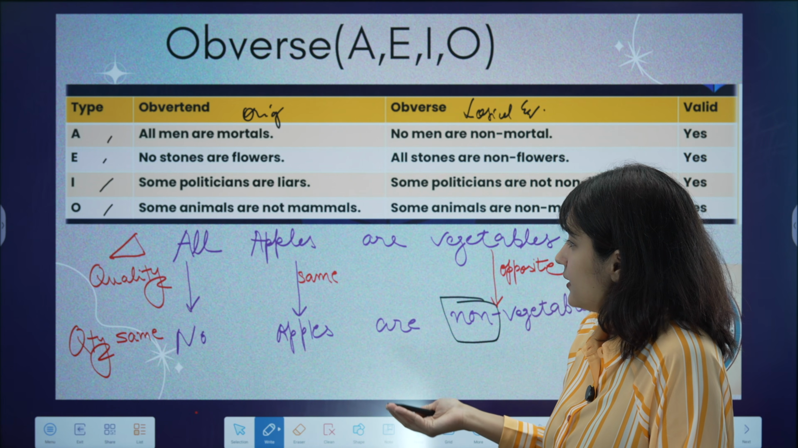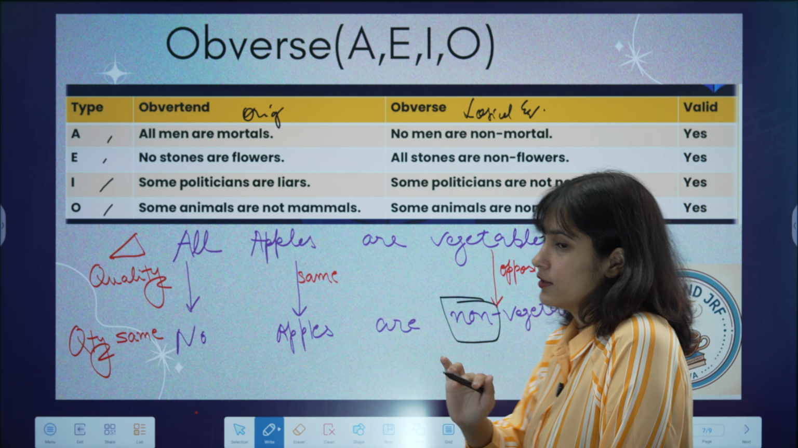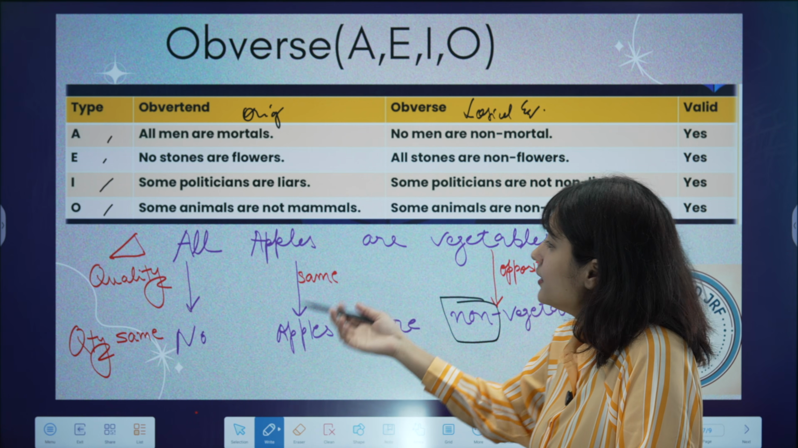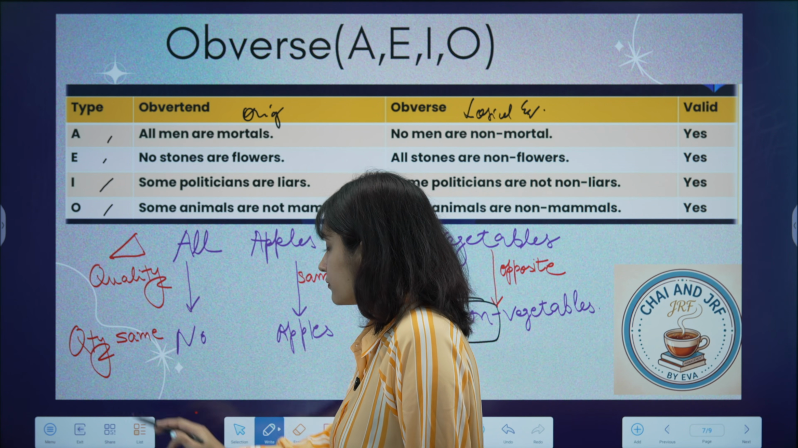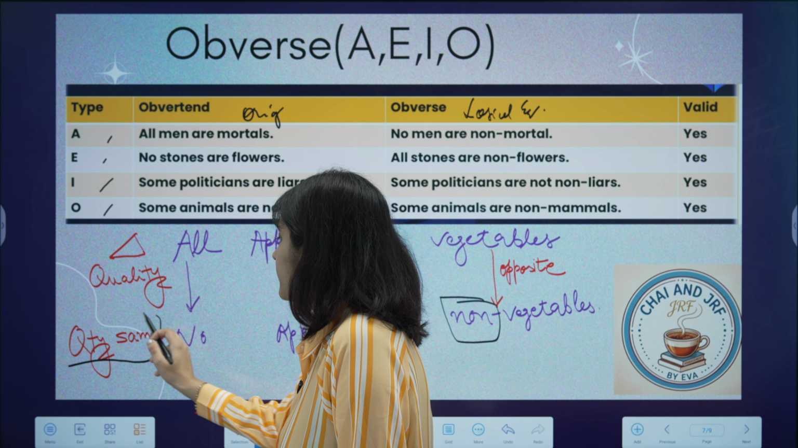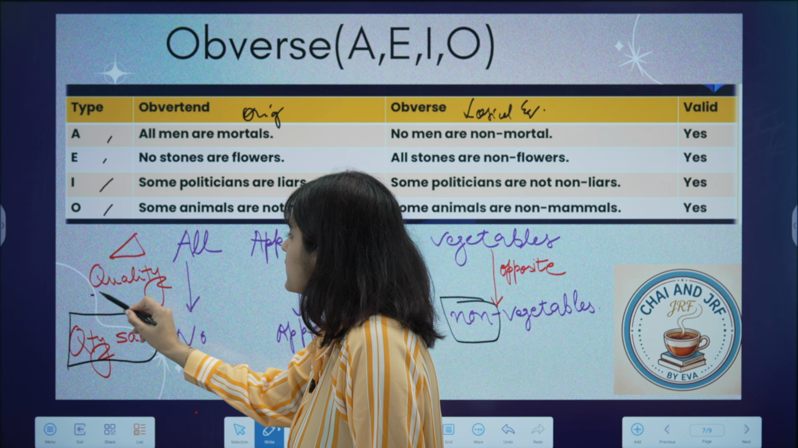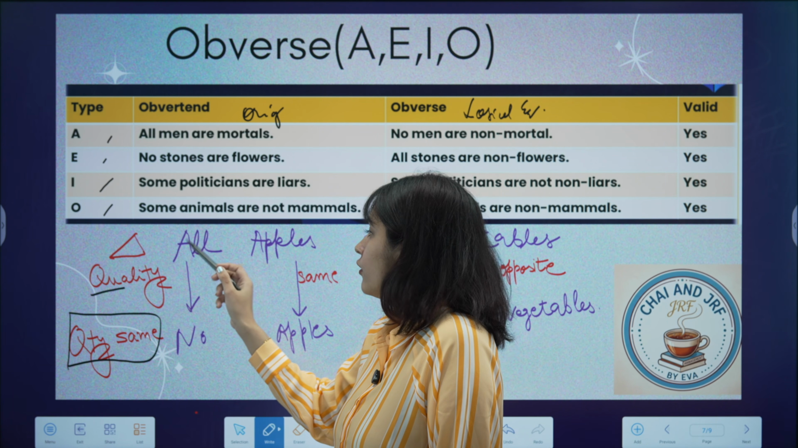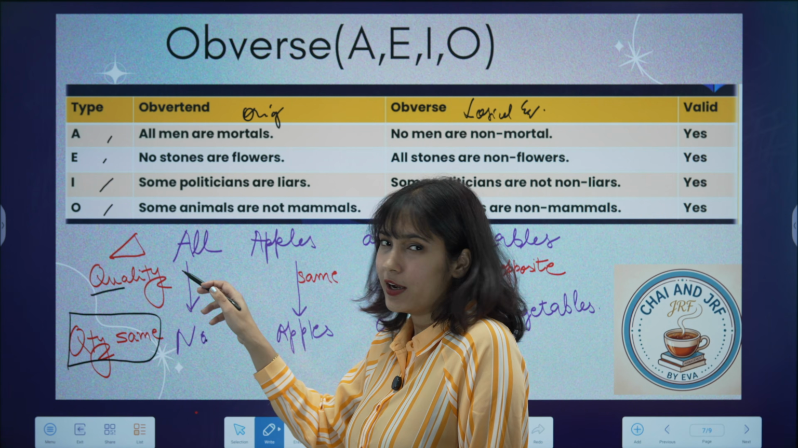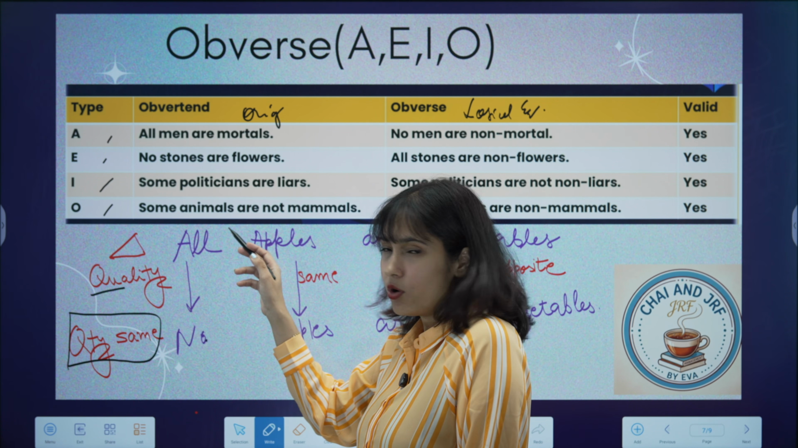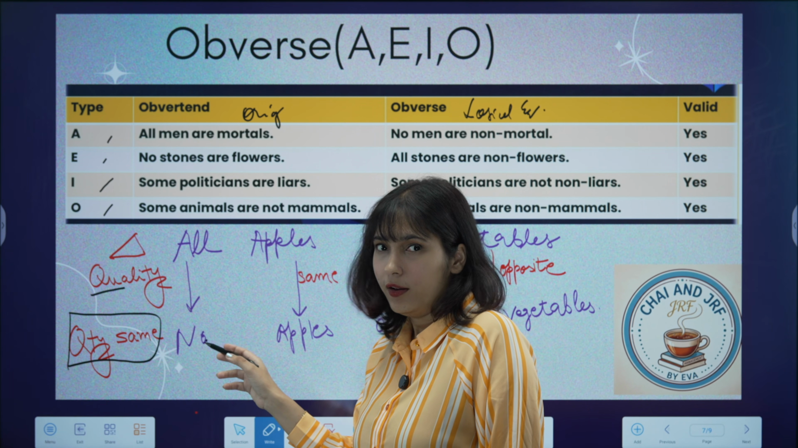So what exactly is it? For example, all apples are vegetables. We are taking the same base example. So now what is happening here? What we are going to do is keep the quantity the same, but we are going to change its quality. For all we have no, and it will work vice versa. If we had no on the verb, it will be changed with all.